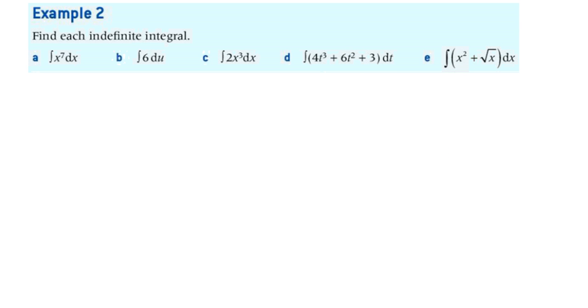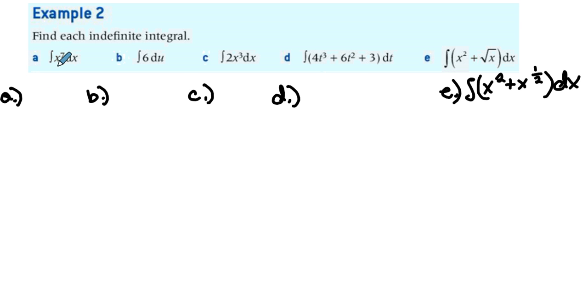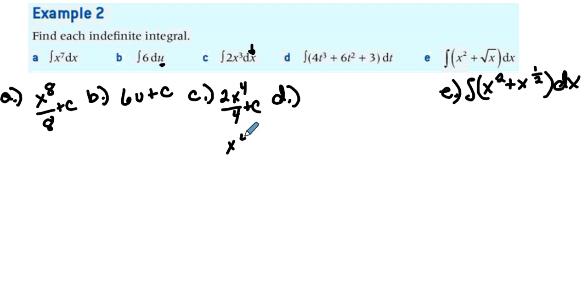So go ahead. Okay, so when we integrate x to the 7th, that just becomes x to the 8th over 8 plus c. When we integrate 6 with respect to u, that's telling me what variable I'm using. So the variable you have to have in that is a u. So when I integrate that, that's going to be 6u plus c. So that's where that constant of integration, or the with respect to variable, comes into play. Here, this is going to be 2x to the 4th over 4, plus c, which simplifies to x to the 4th over 2 plus c.